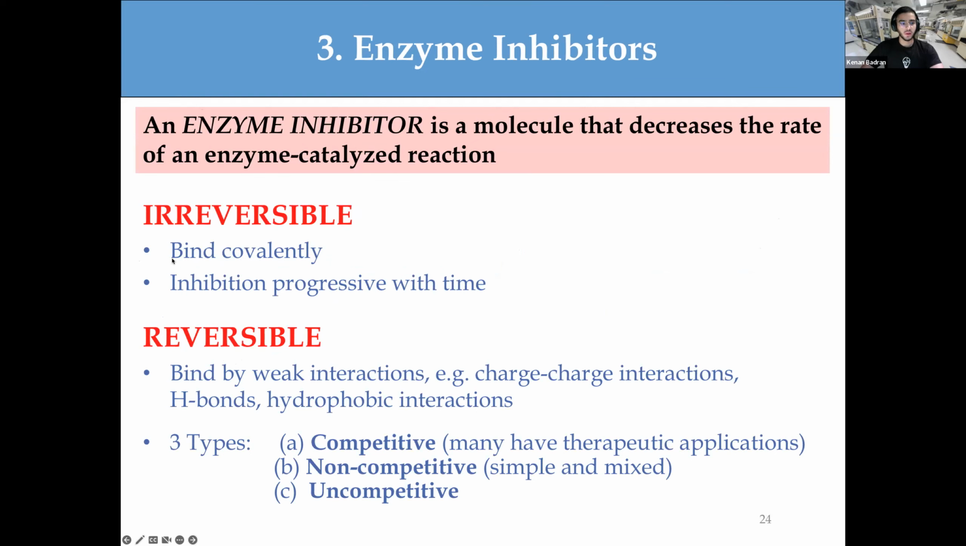Now, irreversible and reversible. The difference is that in irreversible, it's covalent binding, while in reversible, it is weak interactions, so it can be removed. In irreversible inhibition, it binds covalently and the inhibition gets worse with time. So if you don't provide the necessary treatment as soon as possible, it will only get worse. And as I said, reversible is by weak interactions, such as charge-to-charge, H bonds, or hydrophobic interactions. Now, we have 3 types: competitive, non-competitive, and uncompetitive, right?